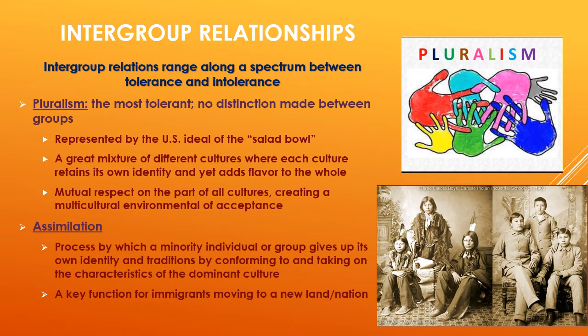So the next category is assimilation. Assimilation is the second most tolerant category, and it represents the process by which a minority, individual, or group gives up its own identity and traditions by conforming to and taking on the characteristics of the dominant culture. Immigrants moving to a new land or nation often try to assimilate as much as possible so they can, quote, fit in with others in their new society. They may adopt a new religion, learn a new language, or start to dress differently in order to assimilate.